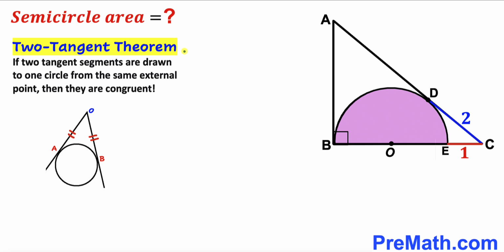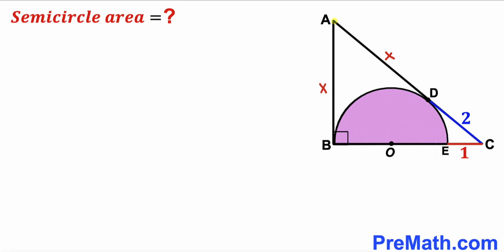Now we are going to apply this two tangents theorem on this given problem. Here we can see this tangent AB is going to be equal to this tangent AD. If I label this tangent AB as x units, then our AD tangent is going to be x as well. Now let's make an observation. We can see this whole side length AC is going to be the sum of these two individual lengths, x and 2. So that is going to give us x plus 2.